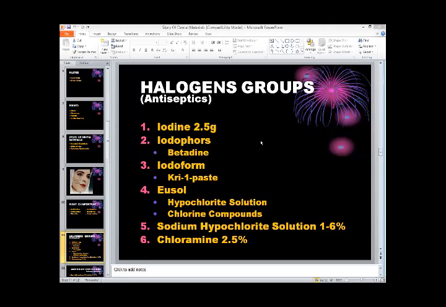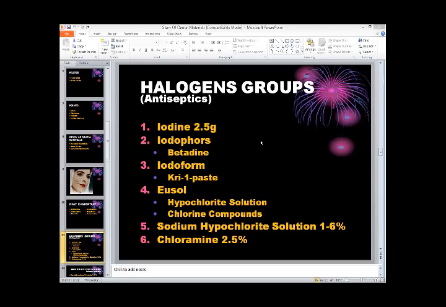That means this halogen group is a very effective group, and it has the quality that it breaks down into other compounds when it combines with proteinaceous material. It is very effectively used in endodontic therapy. And we can disinfect these instruments and other cabinets and all these things with this group.